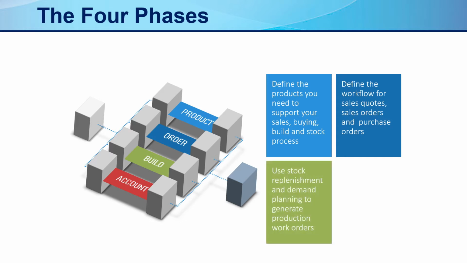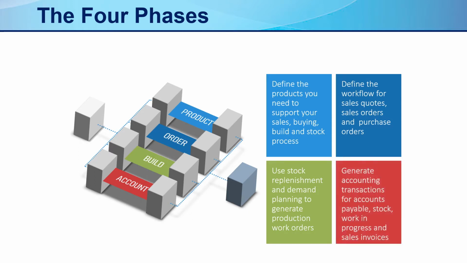Thirdly, we have a look at the build phase. During the build phase, we deal with stock replenishment and demand to generate the relevant production work orders required. Finally, the 4th stage is the accounting stage. At this point, we generate the accounting transactions for accounts payable, stock, work in progress, and sales invoices.